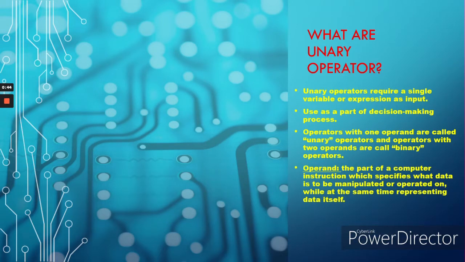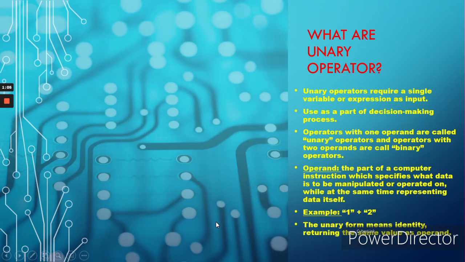Operand is the part of a computer instruction which specifies what data is to be manipulated or operated on, while at the same time representing the data itself. For example, 1 plus 2. The 1 and 2 are operands and the plus is the operator. The unary form means identity, returning the same value as the operand.